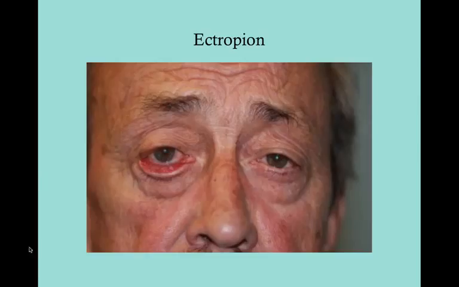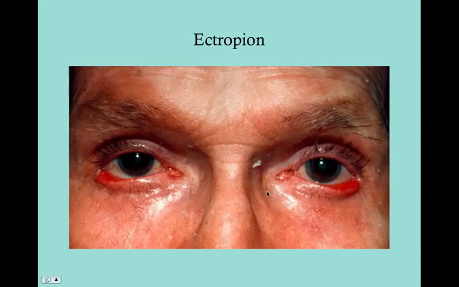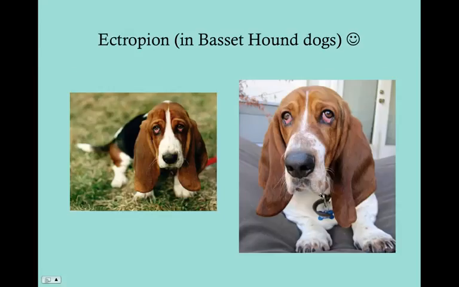So here's ectropion. So you can see that this eyelid is directed outward. And you can imagine when you're making tears, since it's directed outward like this, the tears are just going to flow right out. Here's another one. Okay, and I had to put this in. So dogs can get it too, especially Basset Hounds. So this is like the typical puppy eye.